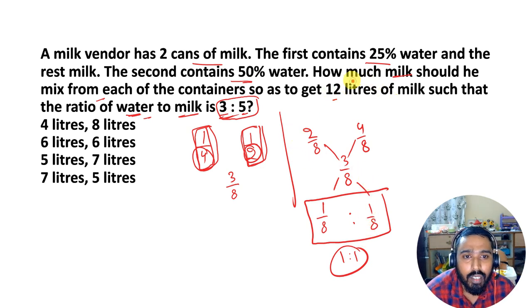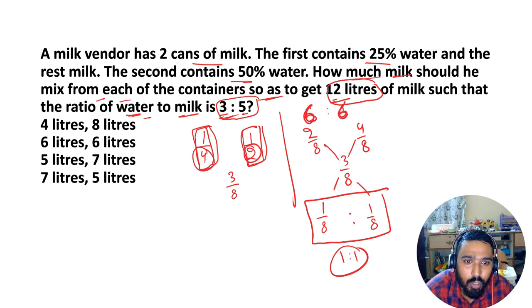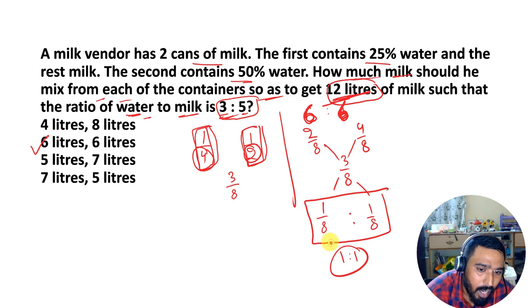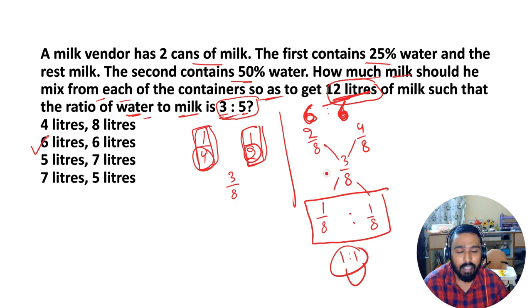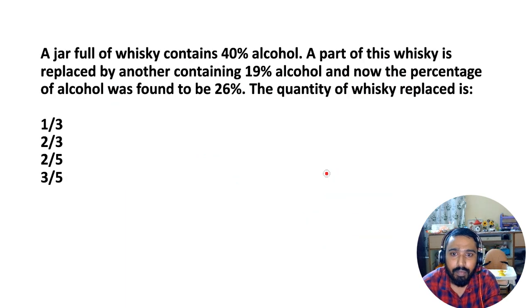Now here the question is, how much milk should be mixed from each of the containers? From each of the containers, here it should be 1:1. So if totally it has to be 12 liters, here it should be 6 liters, and here also it should be 6 liters. So the answer is 6 liters and 6 liters, that totally it should become 12 liters. That should be simple. I hope everybody of you understood this one.